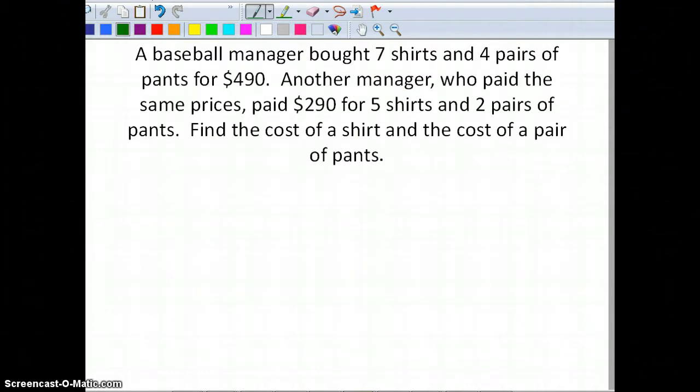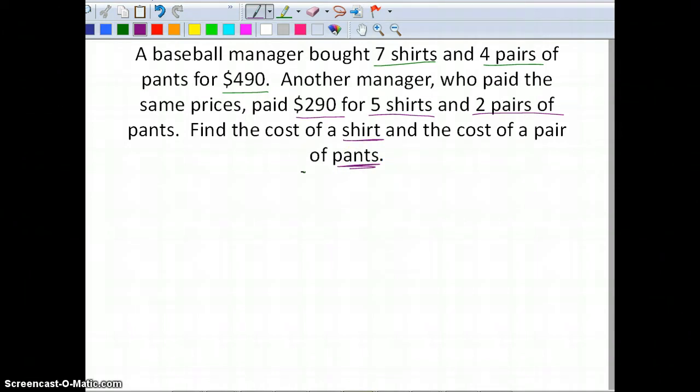Okay, let's look at the next one. A baseball manager bought 7 shirts and 4 pairs of pants for $490. Another manager who paid the same prices paid $290 for 5 shirts and 2 pairs of pants. Find the cost of the shirts and a pair of pants.